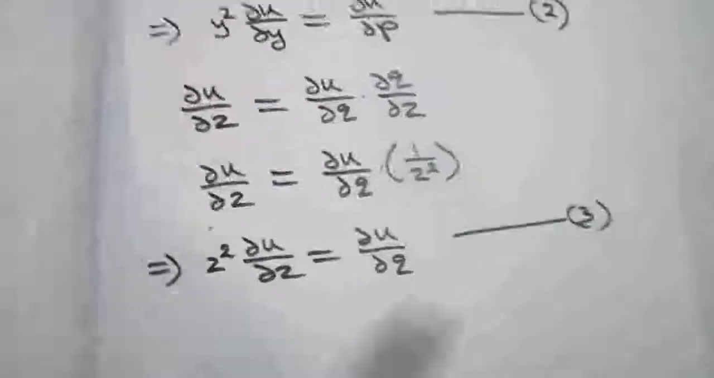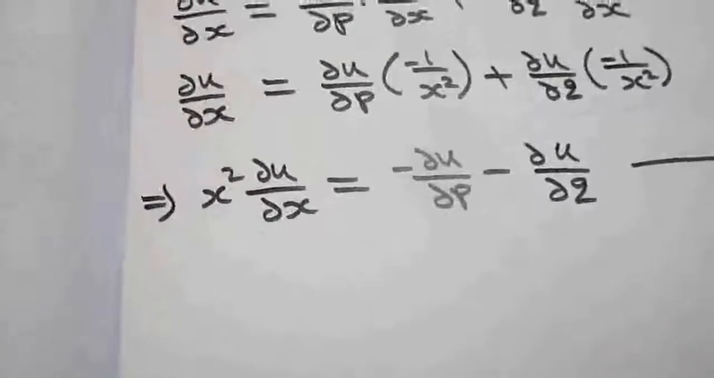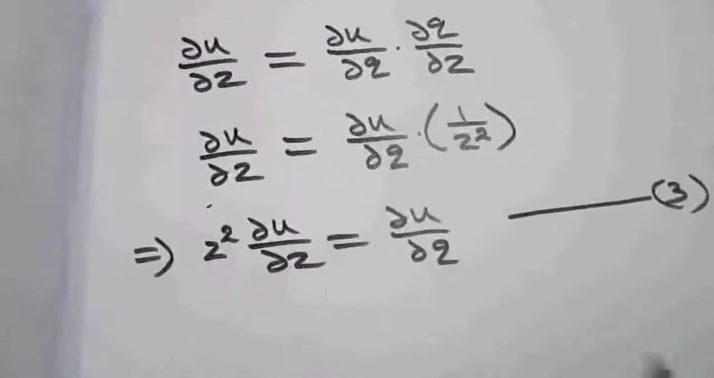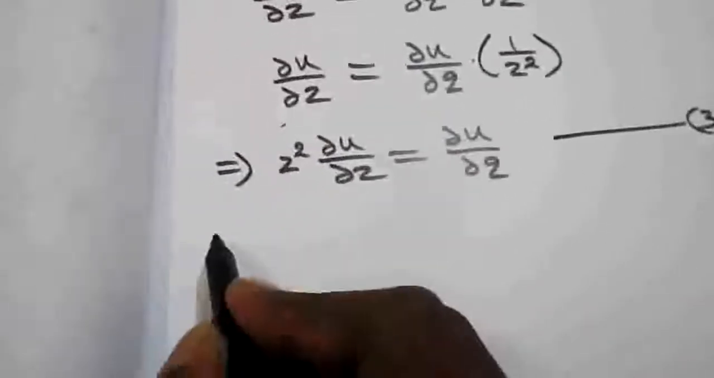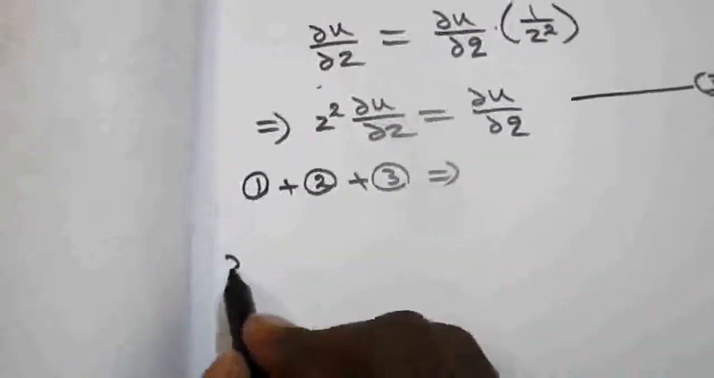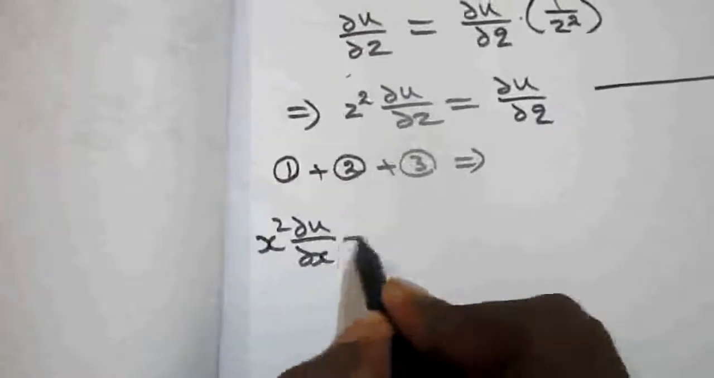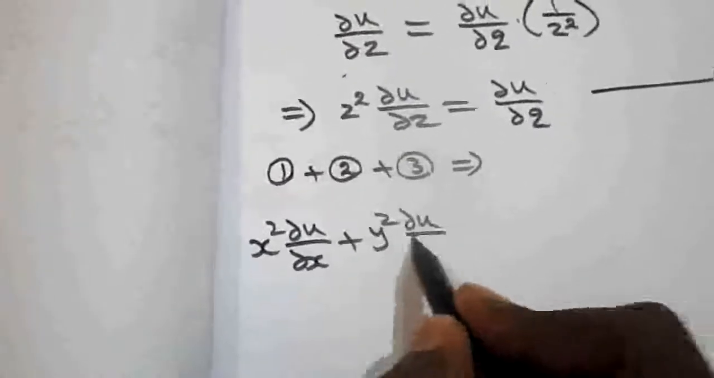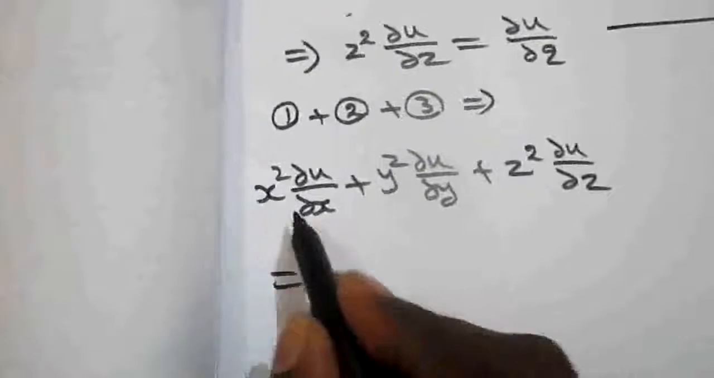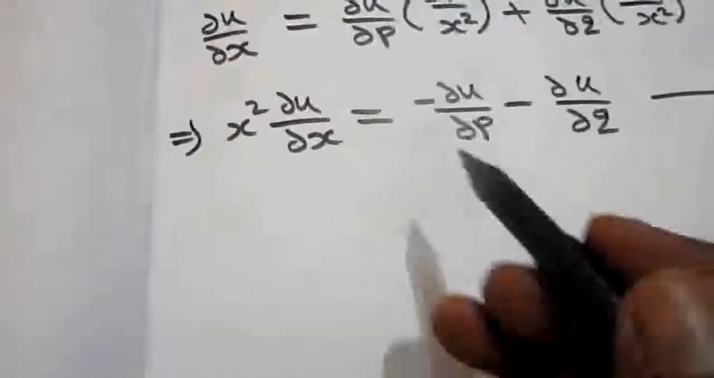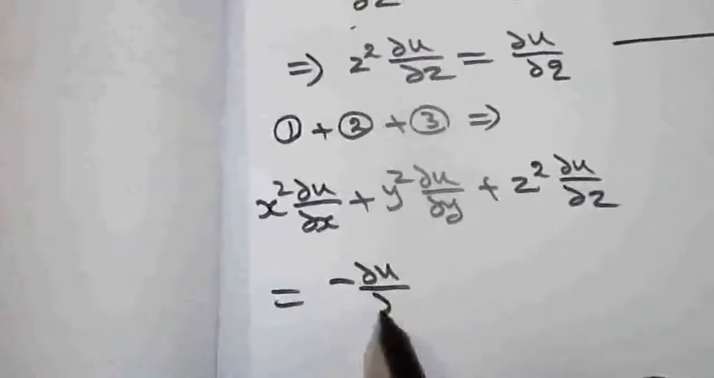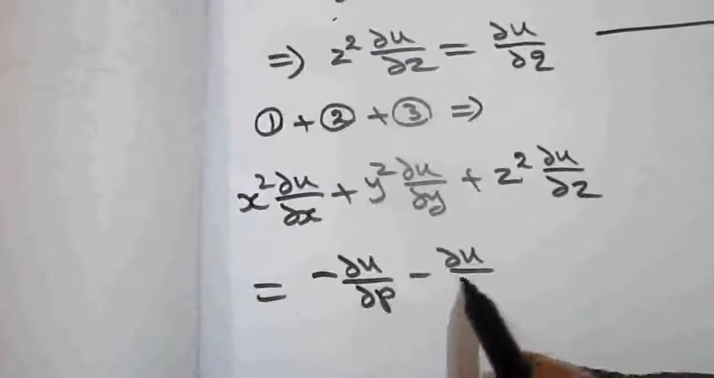So now we found three equations. Equation number 1, x square ∂u/∂x. Equation number 2, y square ∂u/∂y. Equation number 3, z square ∂u/∂z. So now I am going to add all the equations, adding 1, 2 and 3. So we will get x square ∂u/∂x plus y square ∂u/∂y plus z square ∂u/∂z. So x square ∂u/∂x, already we found the value is minus ∂u/∂p minus ∂u/∂q.